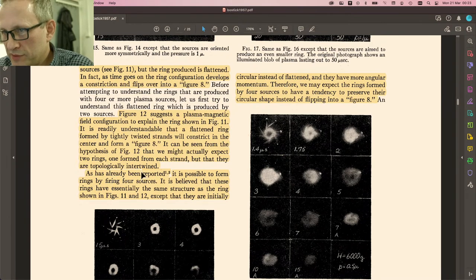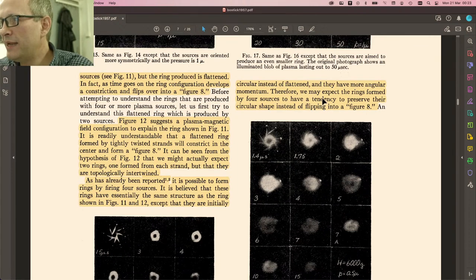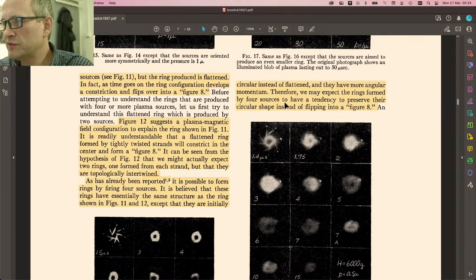As has already been reported, it is possible to form rings by firing four sources. It is believed that these rings have essentially the same structure as the ring shown in figures 11 and 12, except that they are initially circular instead of flattened and have more angular momentum. Therefore, we may expect the rings formed by four sources to have a tendency to preserve their circular shape instead of flipping into a figure 8.